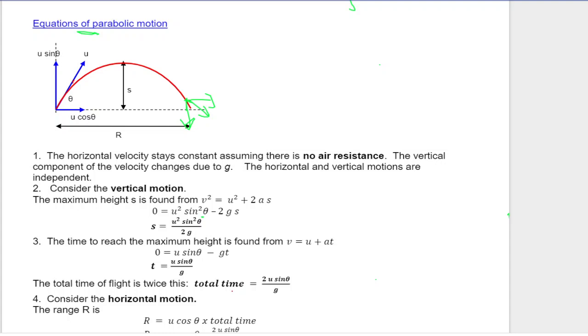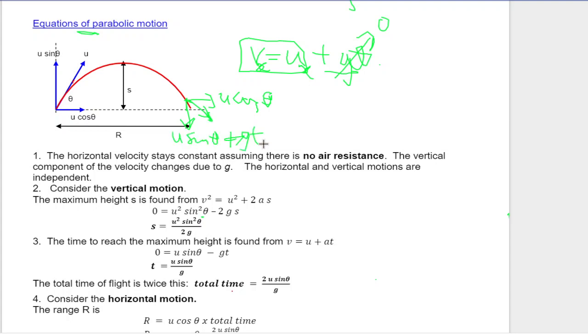Then in the y direction, we have V is equal to u plus at, which is Vy is equal to u sin theta plus gt. Plus gt like that. So this one is affected by gravity. Then the resultant vector V is found by Pythagoras. The angle is also found using trigonometry, where you say tan theta is equal to opposite over adjacent. The opposite is the Vy, and the adjacent will be the Vx.